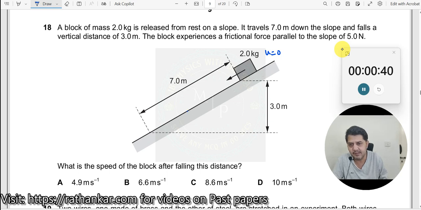Okay, so there is a frictional force acting here. What is the speed of the block after falling this distance? Now, what is happening over here? See, there are two forces acting. Gravity is acting like this, friction is acting like this. So, as a result of it, it's coming down here.